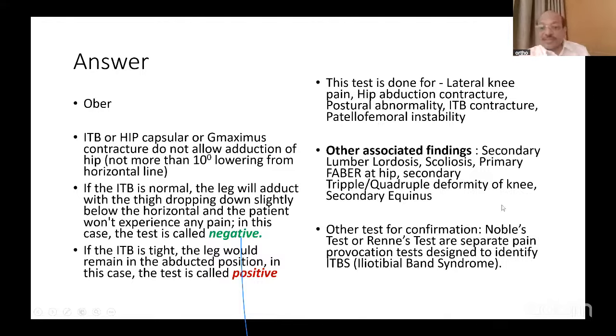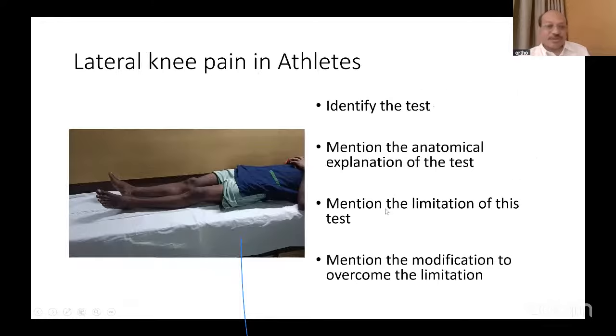Now, what are the other tests to confirm? Whether it is a true iliotibial band problem or due to some other problem like hip pathology, to test whether it is truly due to an iliotibial band problem, you have to test the Noble's test or the Renne's test, which is a separate pain provocation test designed to identify the iliotibial band syndrome.